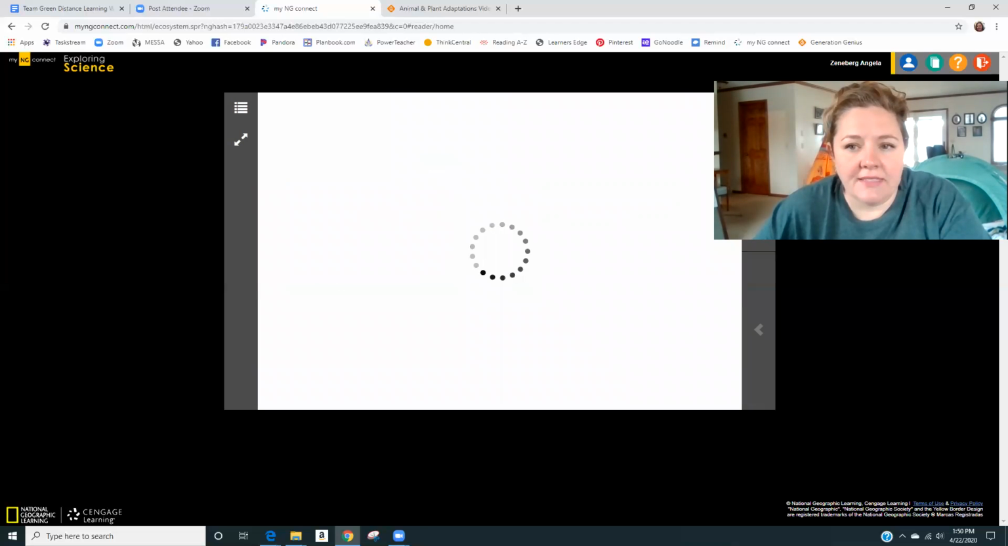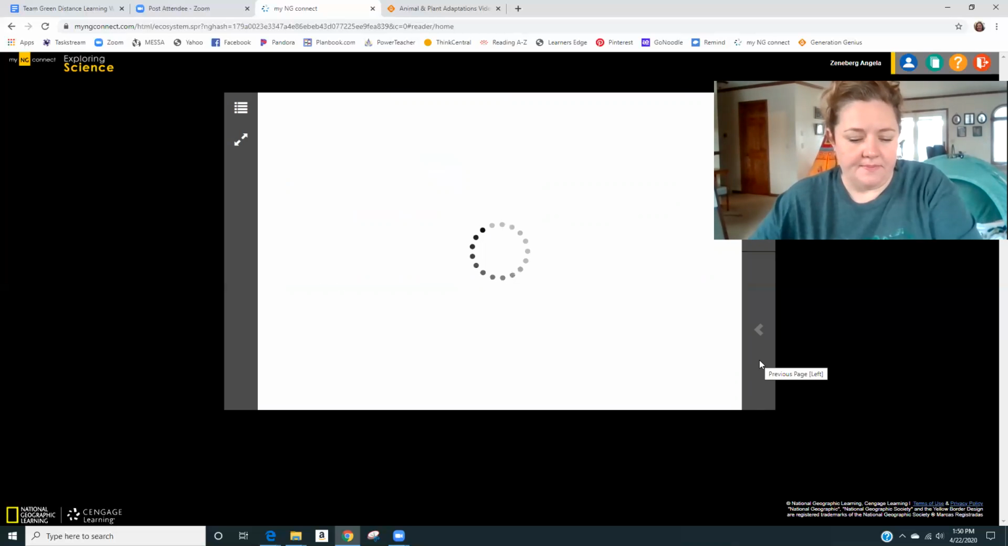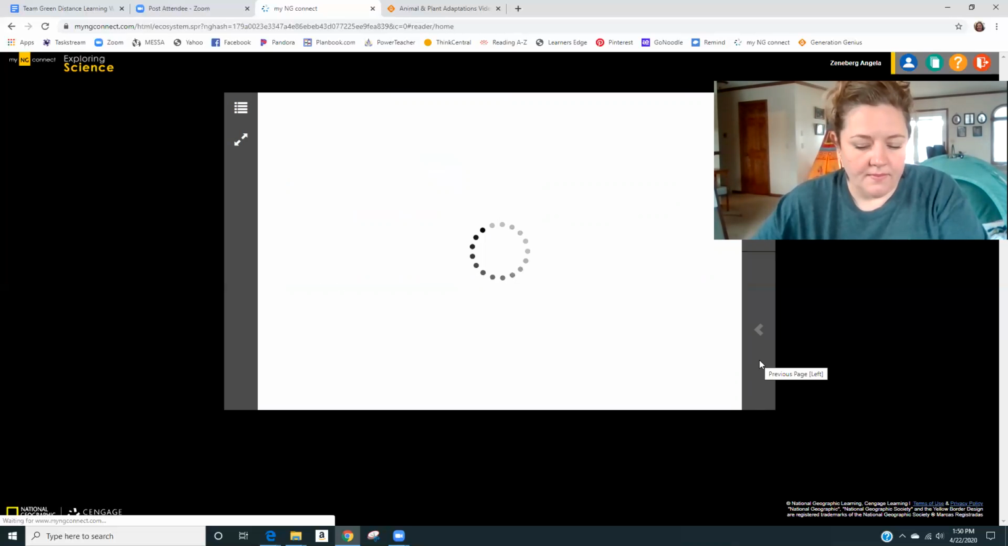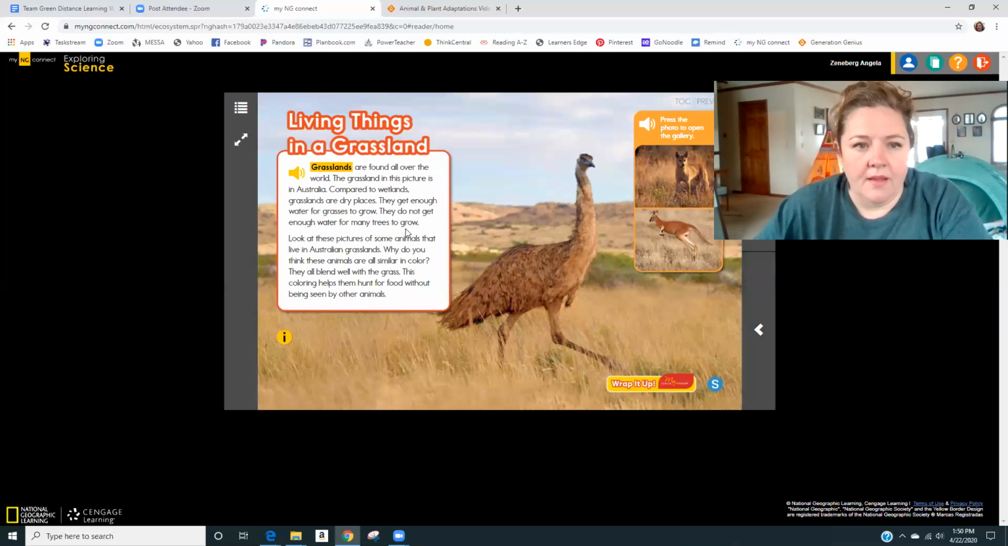Our final slide is another habitat called the grassland. All right, grasslands are found all over the world. The grassland in this picture is in Australia. Compared to wetlands, grasslands are dry places. They get enough water for grasses to grow. They do not get enough water for many trees to grow.